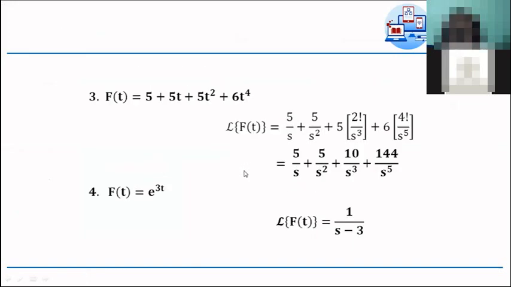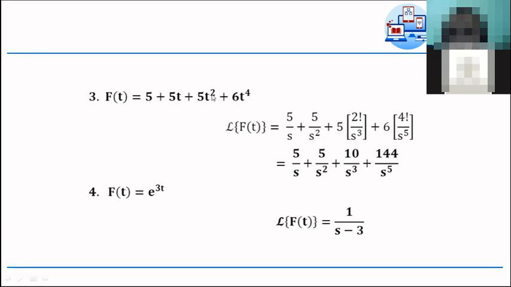Next, you have your problem number 3. The function of t is equal to 5 plus 5t plus 5t squared plus 6t to the 4th. So the same formula that we used in problem number 1: the constant c is equal to c all over s. This is now your constant, so 5 all over s. Then 5t: t is 1 all over s squared, plus 5.